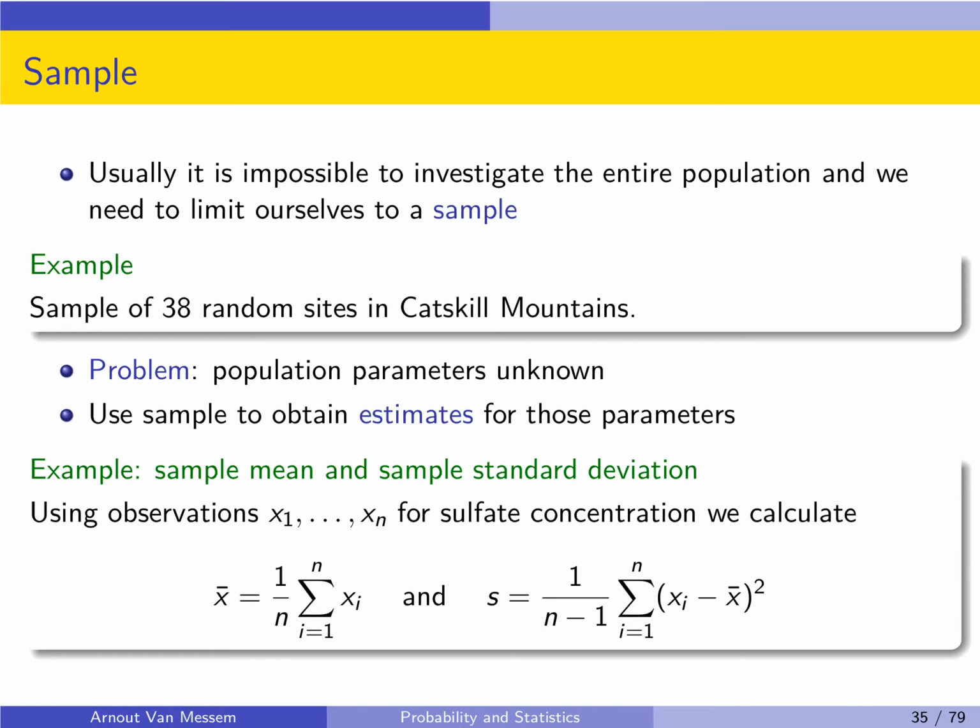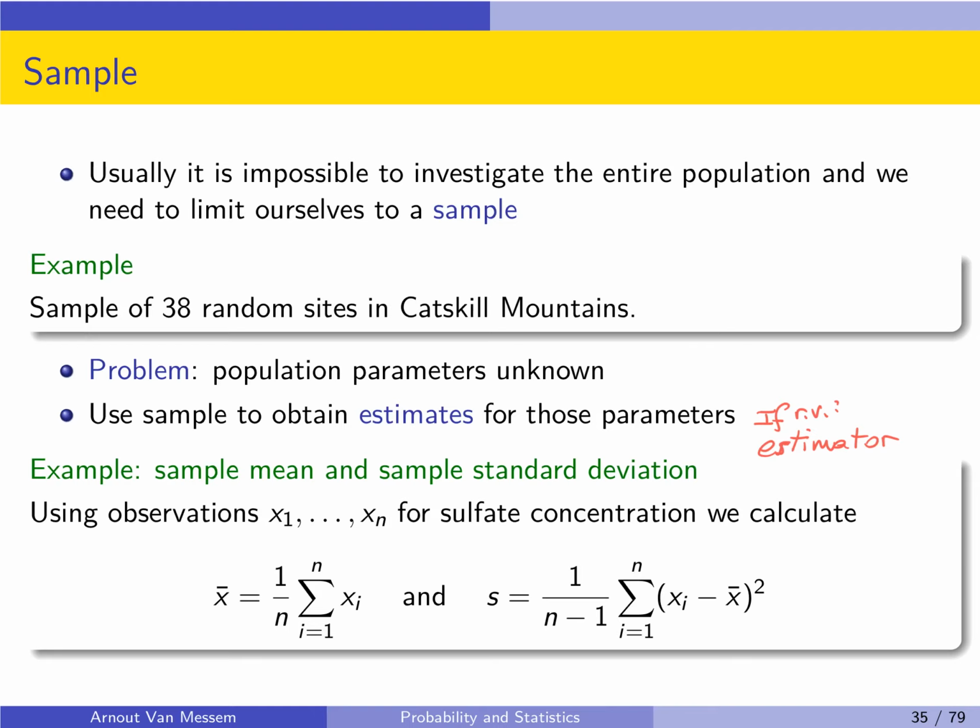Small remark, an estimate is when you use the sample. If you are looking at the random variable, then you call it an estimator. So a random variable is an estimator. So if you have the random variable of the mean, it's the estimator. Otherwise, it is an estimate. So example, what we do is we use the sample mean to find the population mean. We use the sample standard deviation to find the population standard deviation.